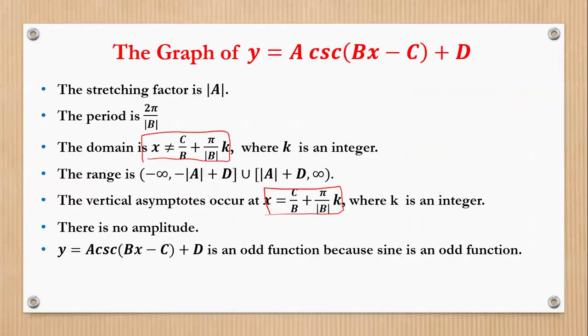So that's why, to find the range, instead of saying from -infinity to -1, we say -infinity to -a plus d, considering the amplitude and the vertical shift. And instead of 1 to infinity, we say a plus d to infinity. So these are the formulas you can use to graph the cosecant. But I recommend you always graph the sine, and then based on the graph of sine, graph the cosecant, which makes it much easier.